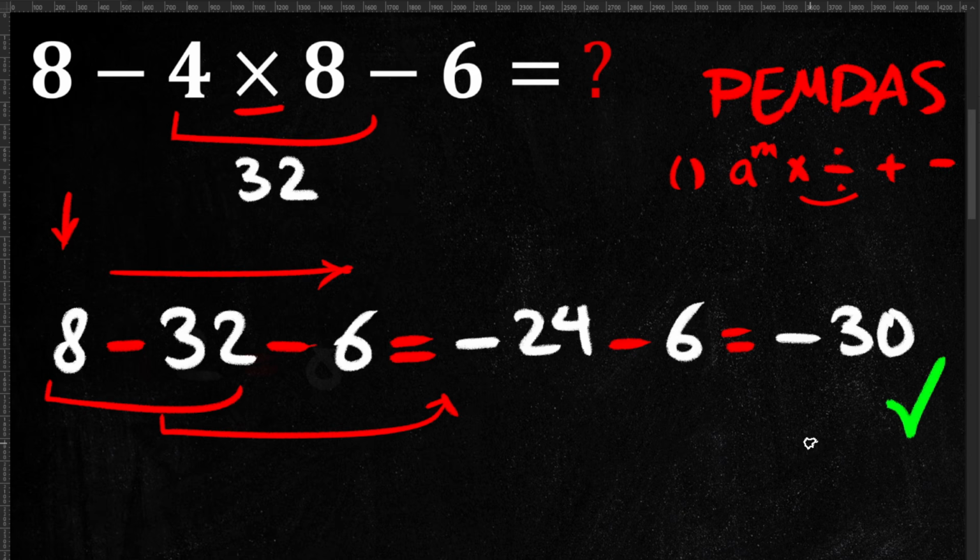It's amazing how such a simple-looking problem can produce so many different answers. Some people get 26. Some get 8. Others come up with completely different results. The lesson here is simple. Math is not just about calculating. It's also about following the correct order of operations.